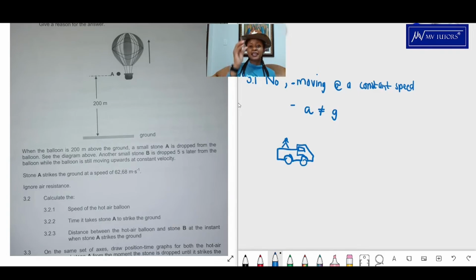So it will have a parabolic motion, if you were to plot the displacement versus time graph. Okay, so what do I mean by parabolic?